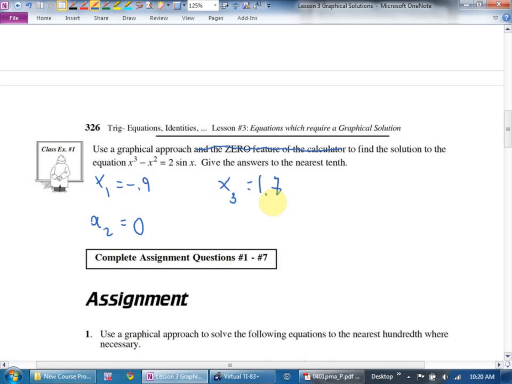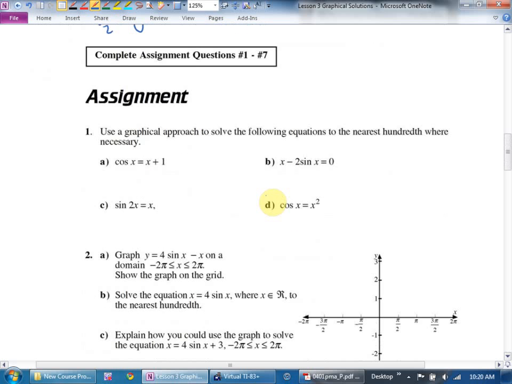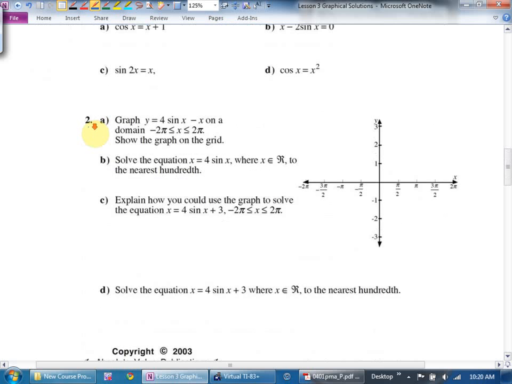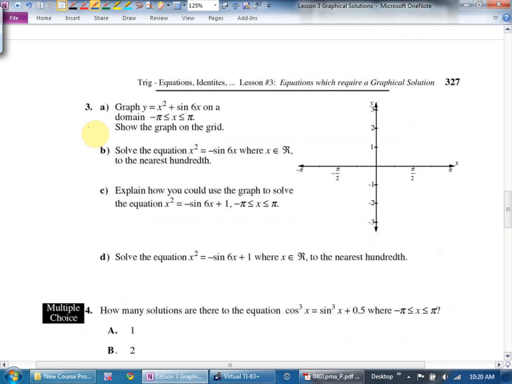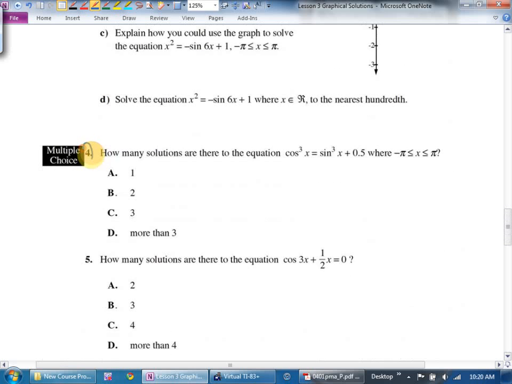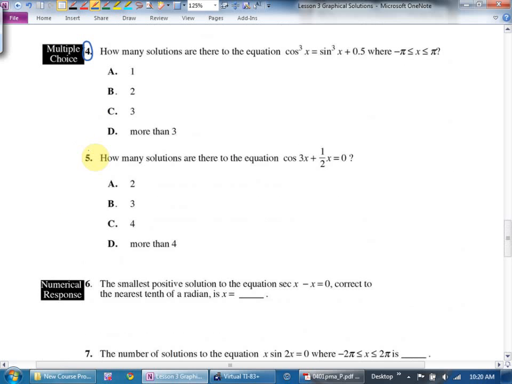So that was lesson number one, short lesson. What's your homework? Try number one. Number four. Number five.